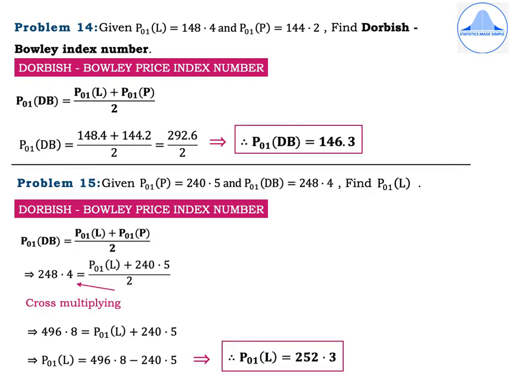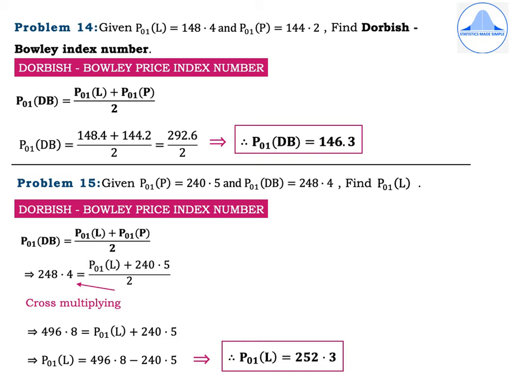Problem 14. Given P01 of L equal to 148.4 and P01 of P equal to 144.2, find Dorbish-Bowley index number. So Dorbish-Bowley index number in terms of Laspeyres and Paget's is given by P01 of dB equal to P01 of L plus P01 of P divided by 2, which is equal to 148.4 plus 144.2 divided by 2, which is equal to 292.6 divided by 2, or P01 of dB is equal to 146.3.